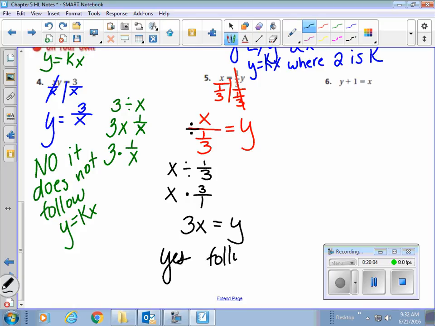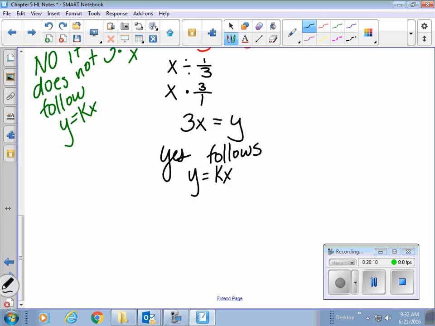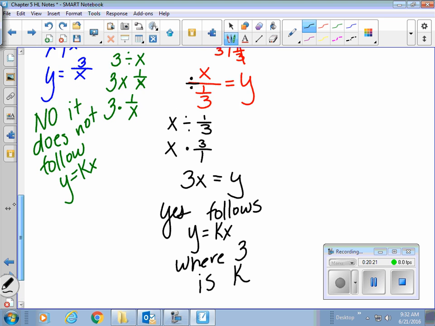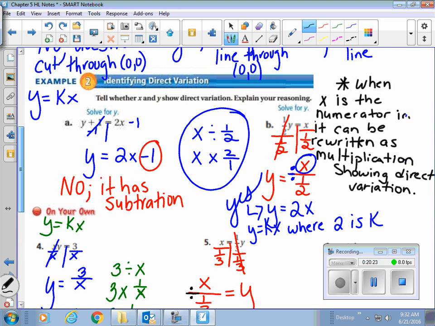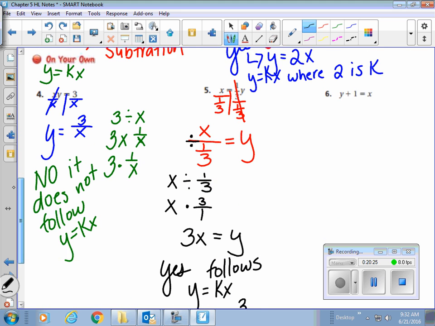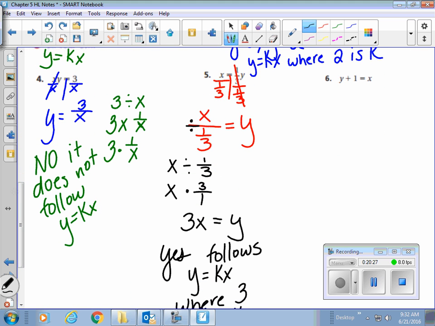follows y equals kx, even though it's written the opposite way, it's still the same, we can change that, where 3 is k. So 3 would be our constant there. Okay, so notice that we wrote that in our notes. When x is the numerator, it can be rewritten. We had x as our numerator there in number 5, so we can make it direct variation, y equals kx.